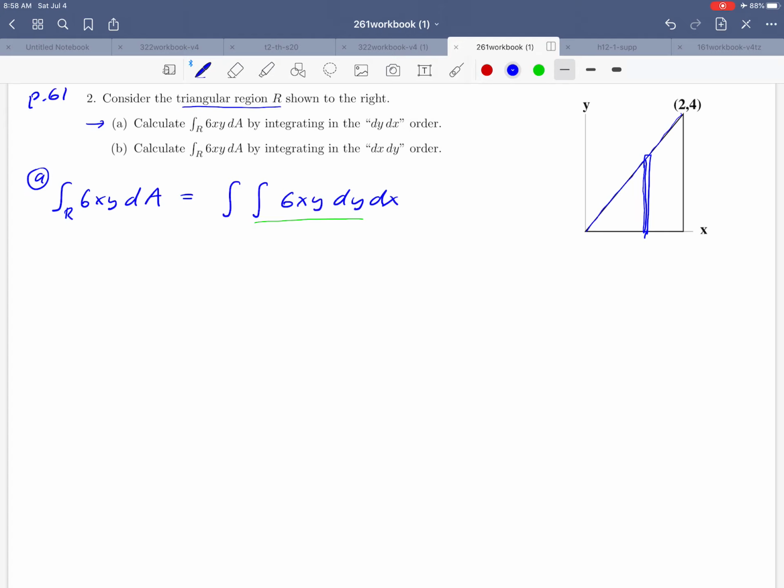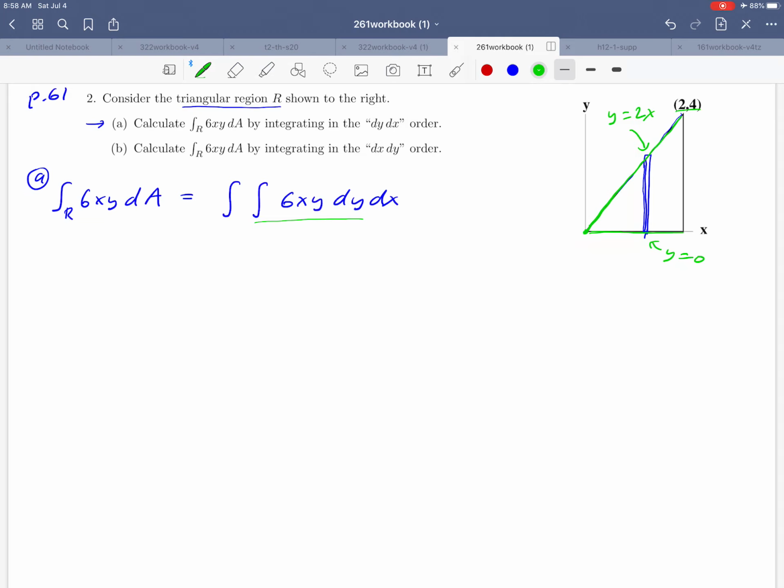Okay, in particular, to figure out what those limits are, we actually need to know what the equation of this line is. And we can figure that out just by thinking about slopes here. So we're starting at the origin and we're going through the point (2, 4). So rise over run would be 4 over 2, which means that the equation of this line is y equals 2x. Okay, that kind of describes the top side of our region. What about the bottom side? Well, down here, y stays constant. y is equal to 0 everywhere.